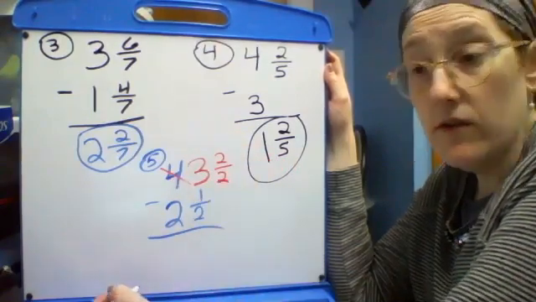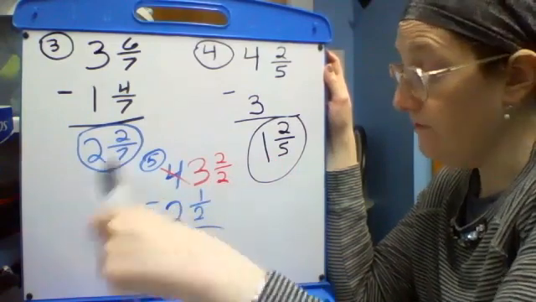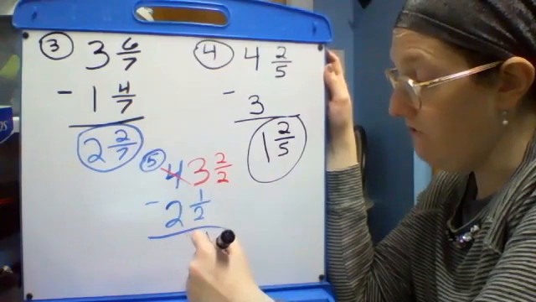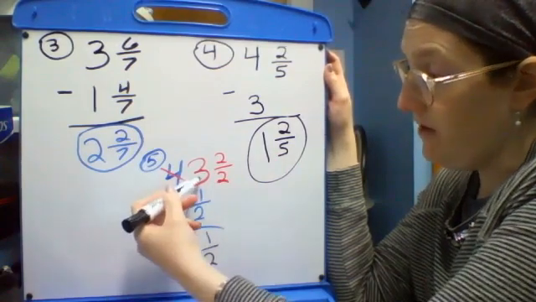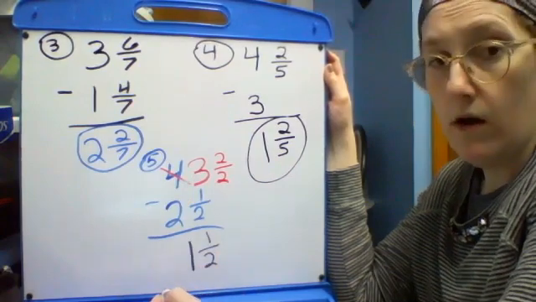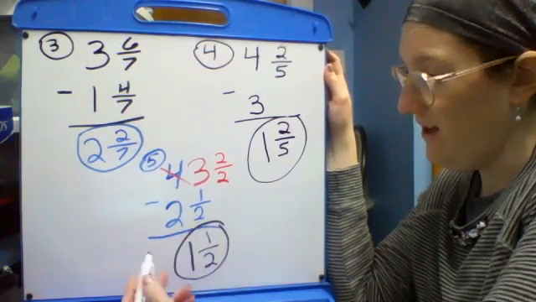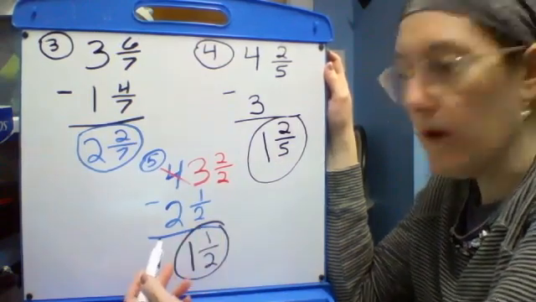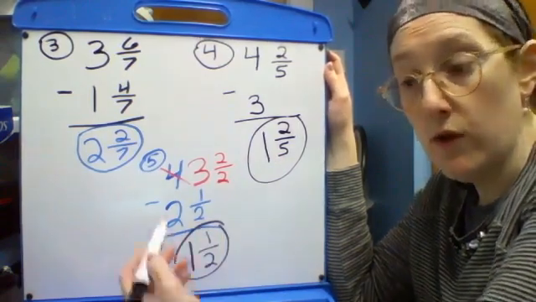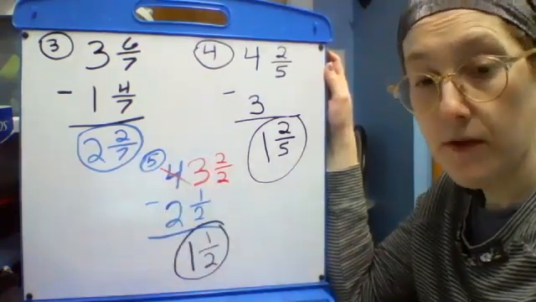It's 2 halves. Now I have 2 halves. I can take away 1/2, leaving me 1/2 behind. And I have my 3 wholes minus 2 wholes gives me 1 whole. So this answer is 1 and 1/2. This is a harder question, and we're going to talk more about when you have to regroup for subtraction of mixed numbers next time. Good work, everyone.